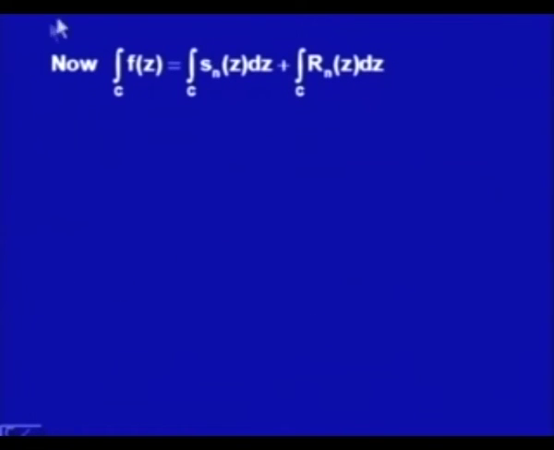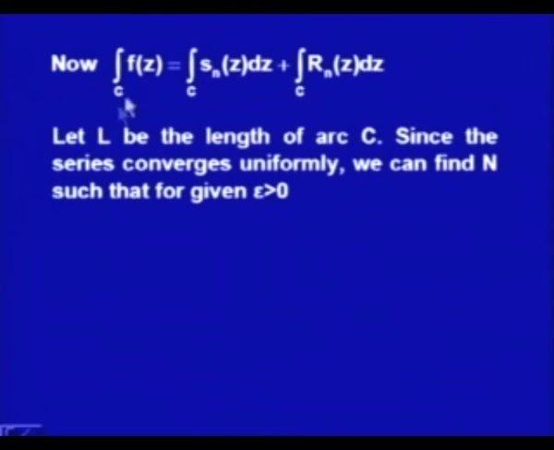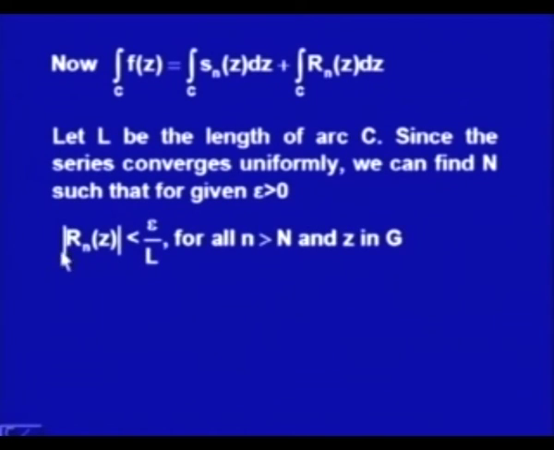Once this is done, we write down the integral of f(z) over the curve C equal to the integral of S_n(z) dz over C plus the integral of R_n(z) dz over C. Let L be the length of arc C. Since the series converges uniformly, we can find N such that for given epsilon greater than 0, modulus of R_n(z) is less than epsilon by L for all n greater than N and z in G.